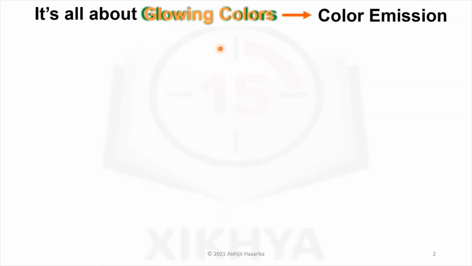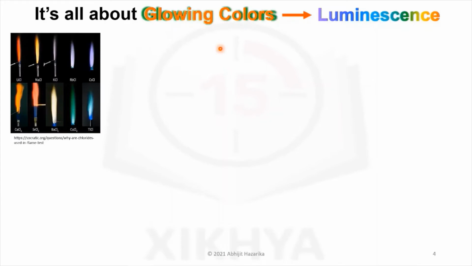And fluorescence is all about glowing colors. In scientific language, this is termed as color emission or luminescence. Now let me first give you some common examples of different types of luminescence. You all must have done the flame test in your higher secondary chemistry labs, right? The beautiful colors you see in the flame test of different salts are actually examples of a kind of luminescence from the metals in the salts.